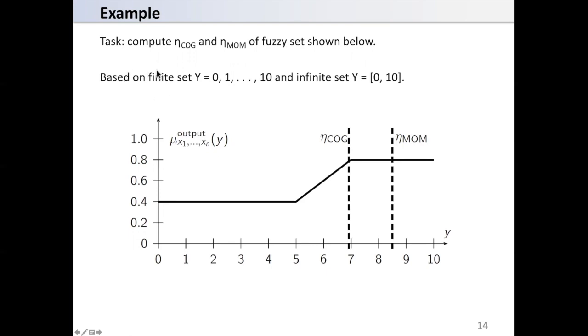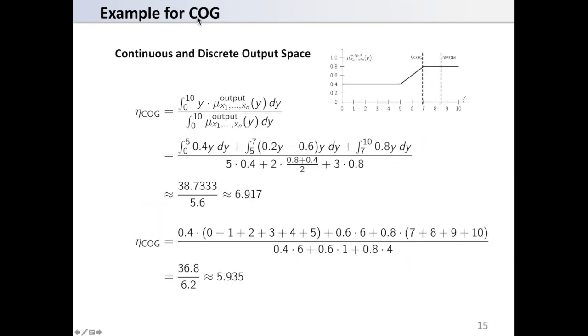And these calculations are to be done based on a finite set where y is 0, 1 up to 10, these discrete points, and also the infinite set, the interval between 0 and 10. So this requires continuous calculation, and for this one we are going to apply the discrete calculation. Now we are going to find the center of gravity for the continuous and discrete output space.